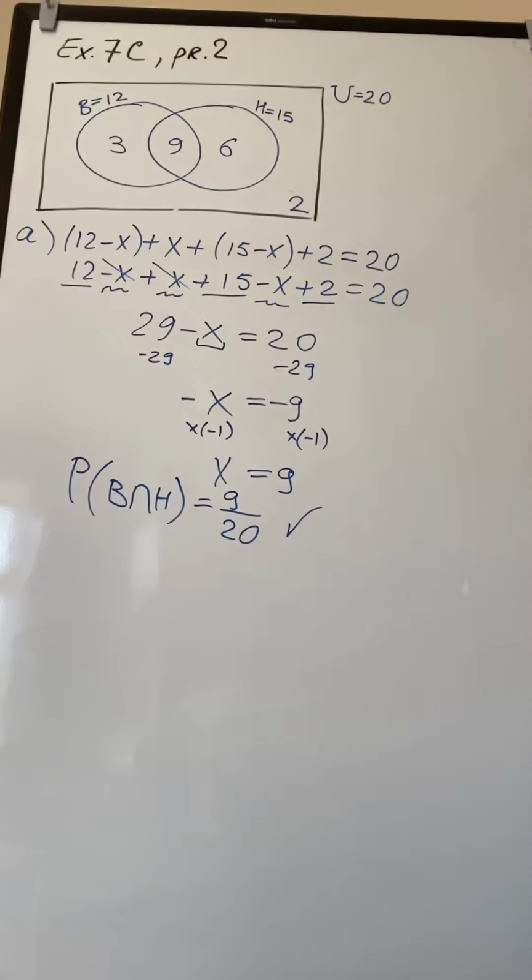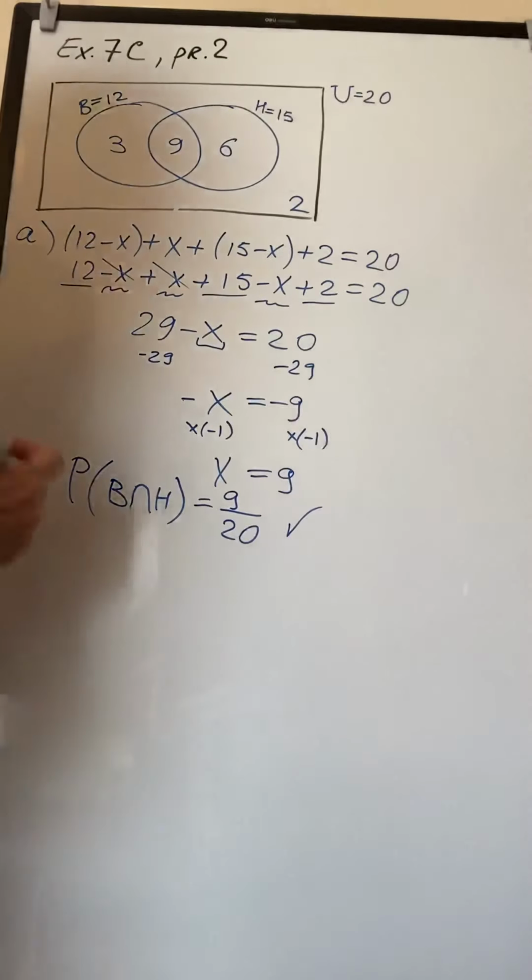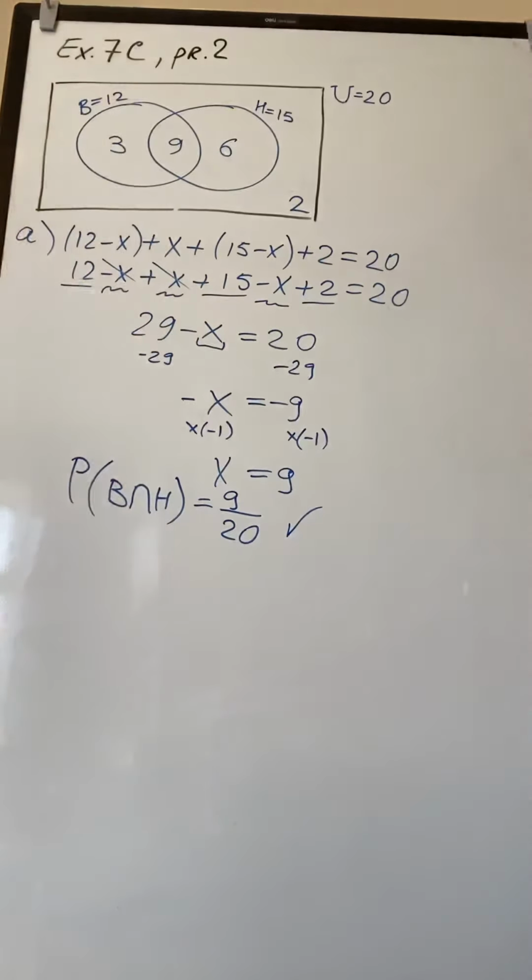Now let's go into B. What is it asking us in B? Given that a randomly selected student studies biology, find the probability that that student also studies history. So this sub-question B is about conditional probability. Conditional probability. So I'm going to go into sub-question B.